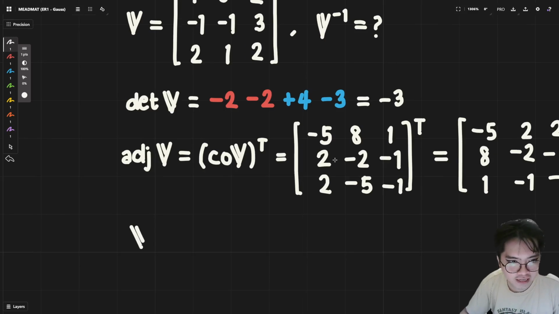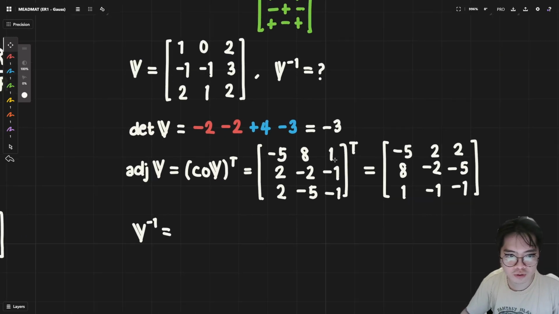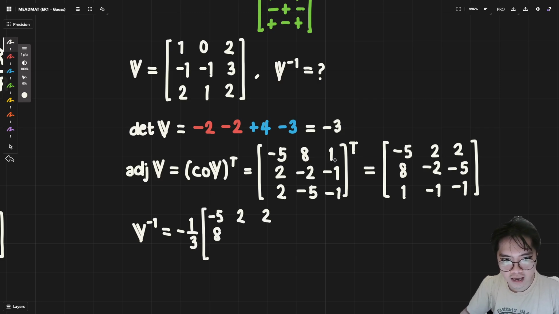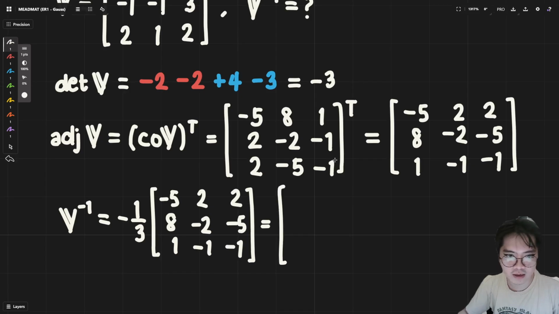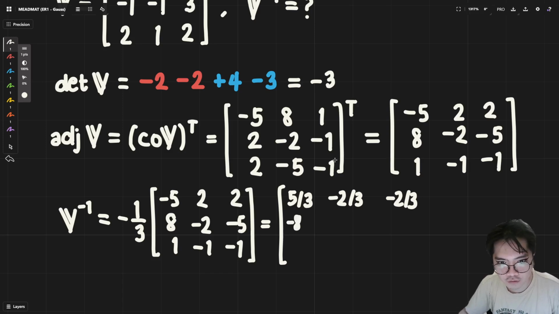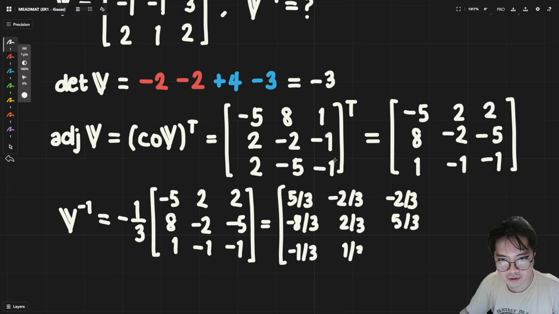Therefore, our V inverse is going to be equal to adjoint over determinant. Our determinant is negative 3. So we will multiply by negative 1/3, negative 5, 2, 2. 8, negative 2, negative 5, 1, negative 1, negative 1, which means our matrix is going to be 5 over 3, negative 2/3, negative 2/3. And we will have negative 8 over 3. We will have 2/3, 5/3. We will have negative 1/3, 1/3, and 1/3.